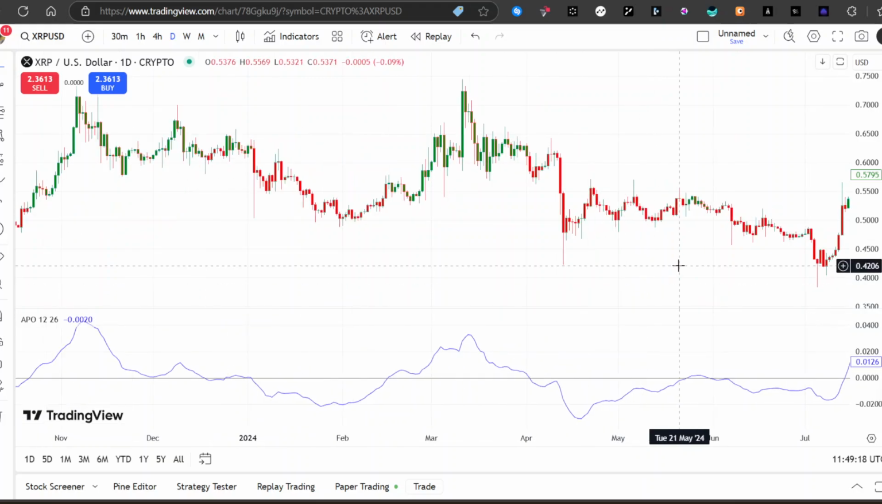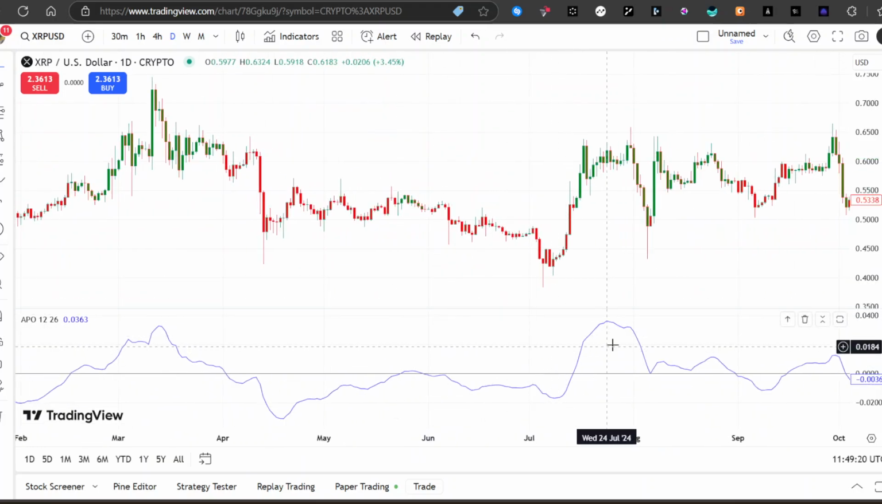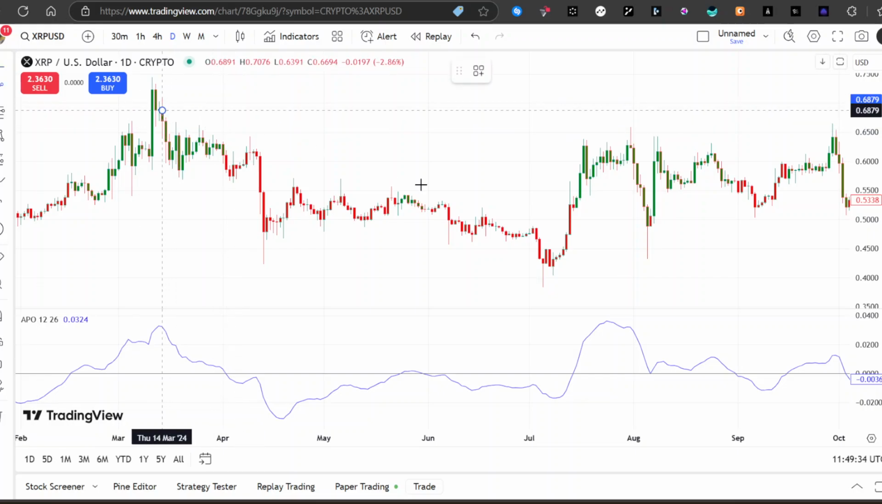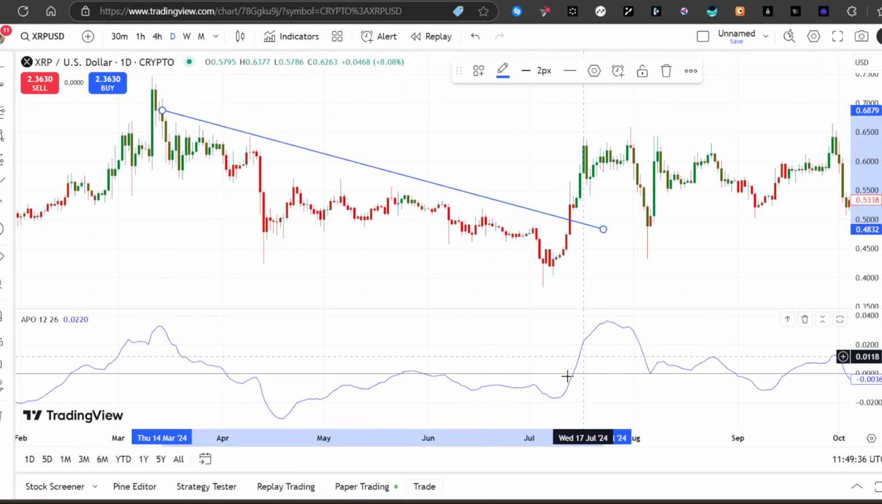Then for more advanced traders, you can also look for APO crossovers to spot trend changes early. For example, if the APO crosses from negative to positive while the price is in a downtrend, it could be a sign that the trend is about to reverse. Like you can see what happened here. You can see that this was a downtrend, right? And you can see that around this point, the APO crossed from down to up.